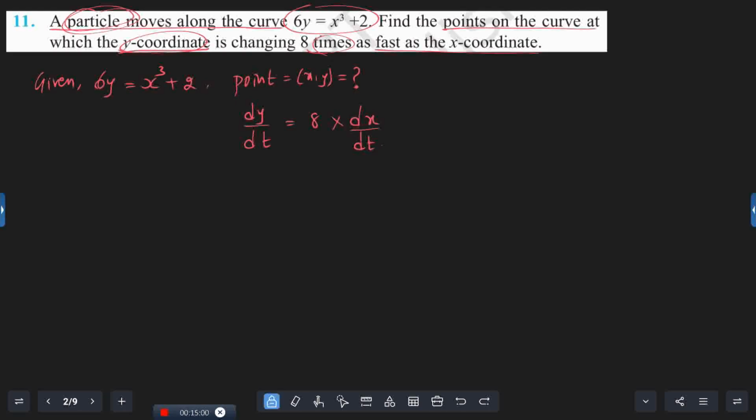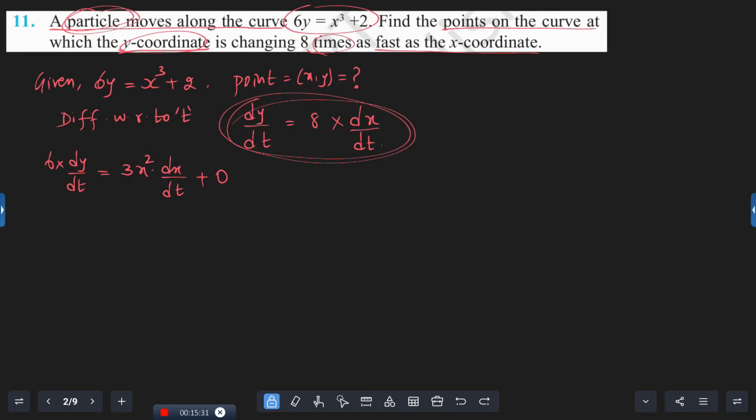Listen carefully. Here I am going to differentiate the given curve with respect to t. T means time, as I said. When I differentiate 6 into y, I get 6 dy divided by dt equal to, x cube differentiated, 3x square dx divided by dt, plus 2 whose derivative is 0. Now, children listen, dy by dt we have here, that I am going to use.